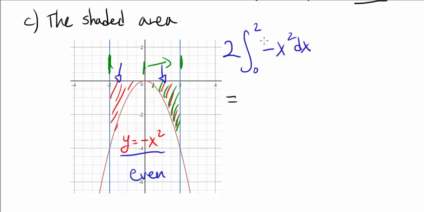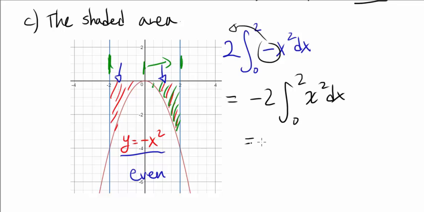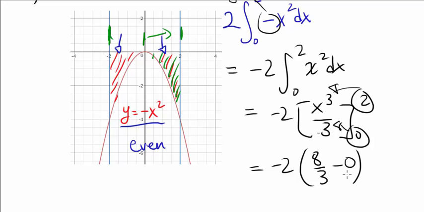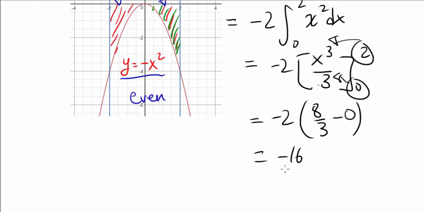So what is this? We can get the negative sign out of the way. So you've got -2 times the integral from 0 to 2 of x squared dx, or -2 times x cubed over 3 from 0 to 2, which gets us -2 times, plugging 2 into it, 2 cubed over 3, which is 8/3, minus, plugging 0 into it, 0. So the answer we get is -16 over 3.